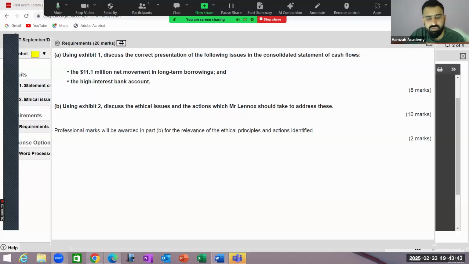And high interest bank accounts, if they are talking about the deposit, that is an investment activity. It is an investment activity.